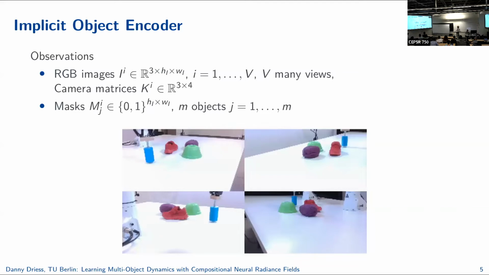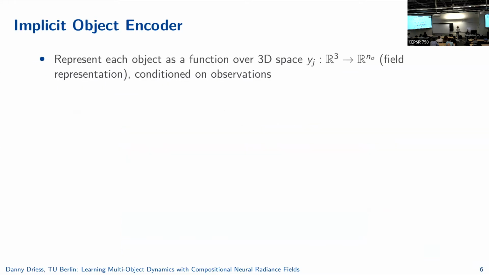Now I want to give some more details about this encoder structure. Notation-wise, we assume that we have RGB images I from V many views, and we also assume that we have access to camera matrices. So in this work we need calibrated cameras and masks of M many objects in the different views. What you see here is just an example of a real-world environment where we have 4 different input views of the scene.